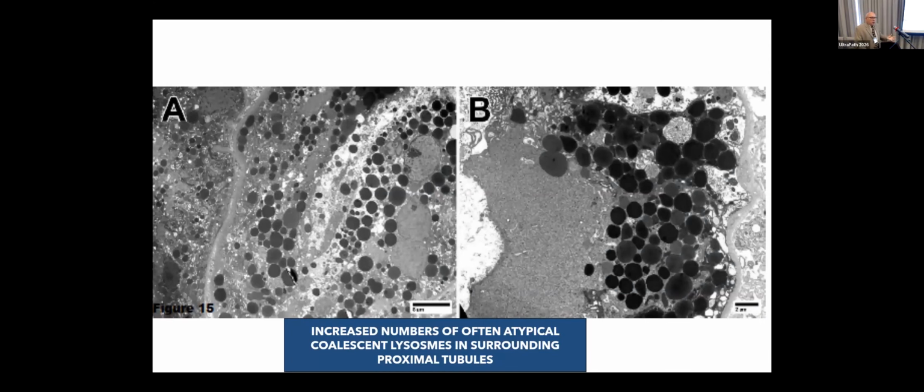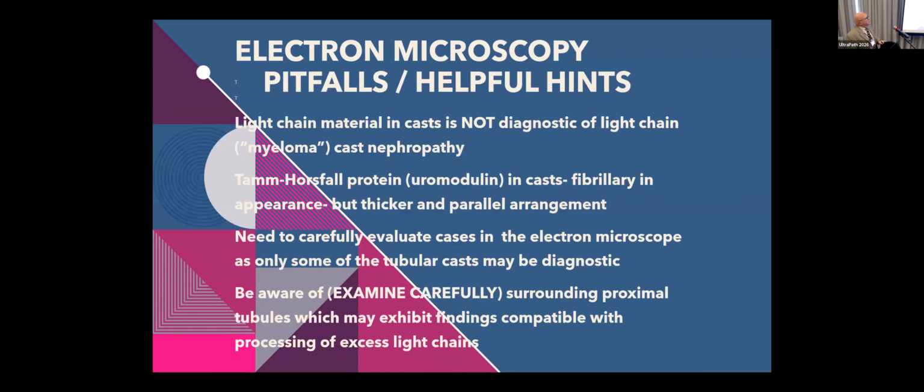Now, if you look around in other proximal tubules, around the cast, you're going to find proximal tubules with a lysosomal component that is overactive, as you can see here, because they're trying to process those light chains that are coming into the distal tubules. So in essence, there are certain pitfalls you should keep in mind.